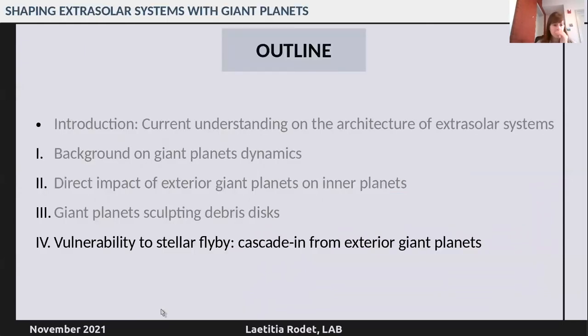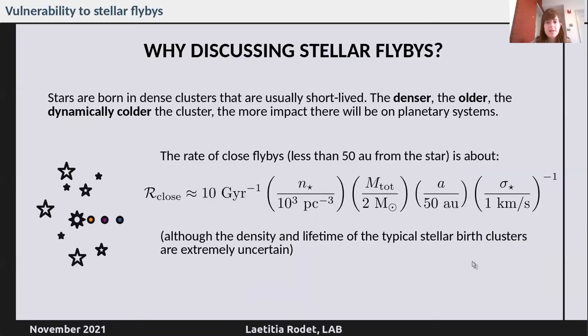Finally, I'd like to tackle a bit more exotic topic, which is the influence of flybys on planetary systems and the role of giant planets in this influence. So why discuss stellar flybys? It's actually a good question, which is quite debated: the impact of stellar flybys on the average planetary system. A stellar flyby is basically a star passing by close to the planetary system, close enough that it can have some influence on the orbital architecture of the planets. Usually, stellar flybys were thought to have an influence only on systems that belong to globular clusters.